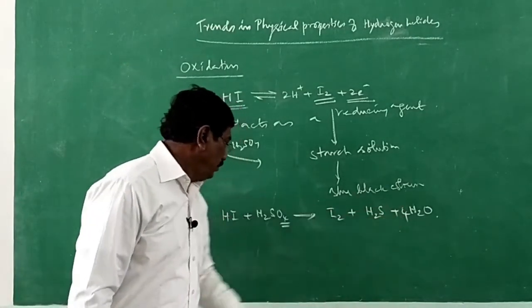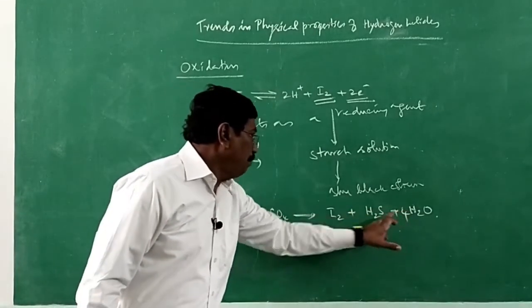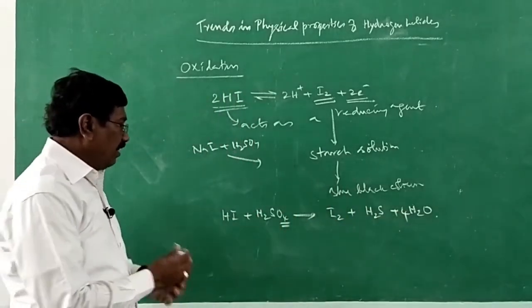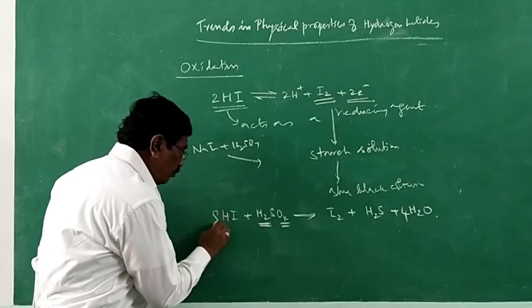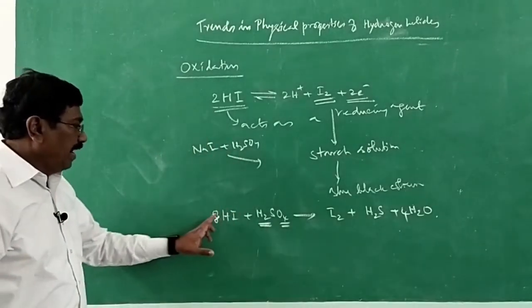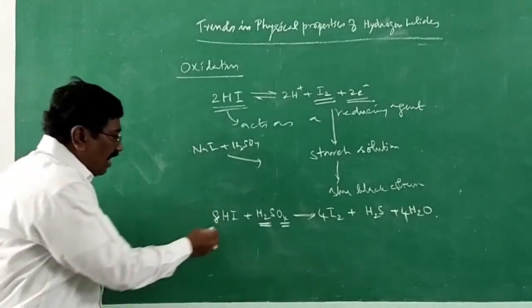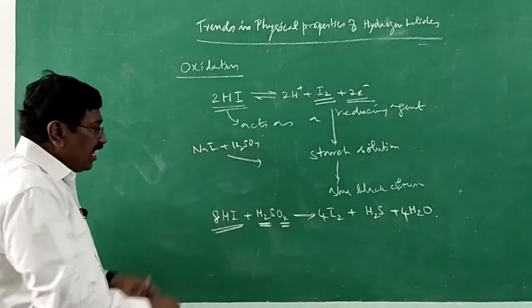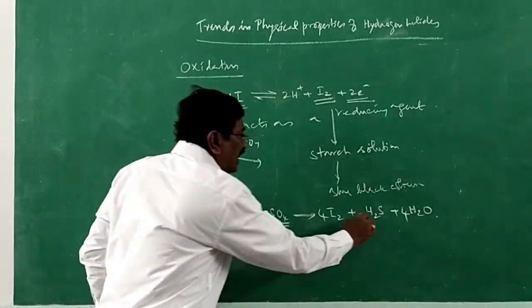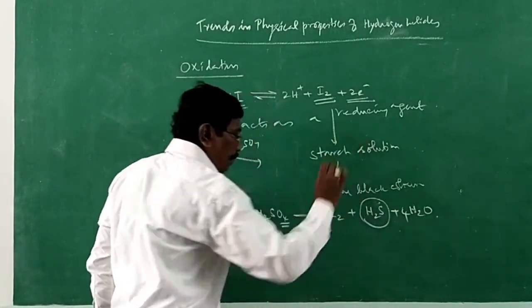4, 8 plus 2, 10 hydrogen we have. Here 2. Remaining 8 should be here. 8 iodine, therefore 4 I2. So it is the peculiar property where HI reduces sulfuric acid into H2S, hydrogen sulfide.